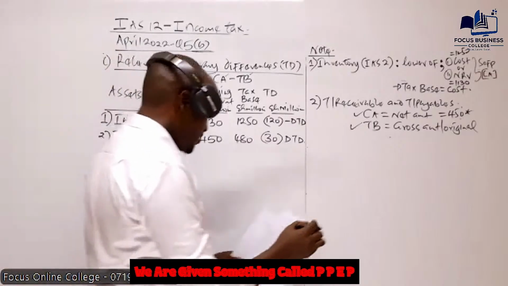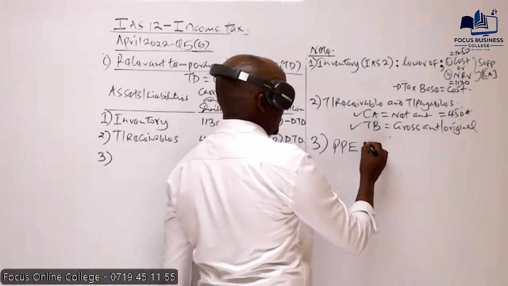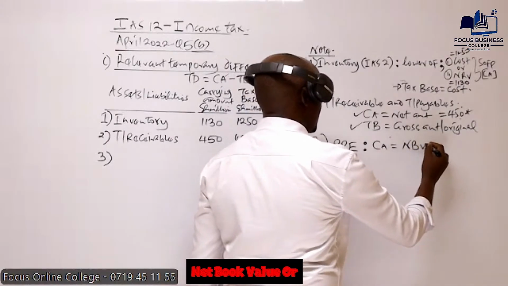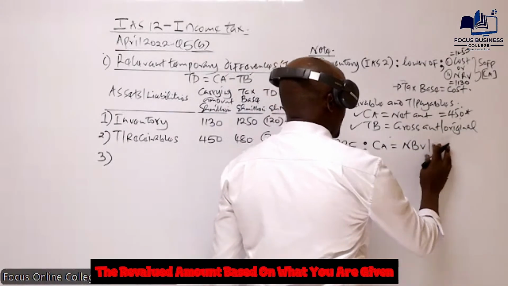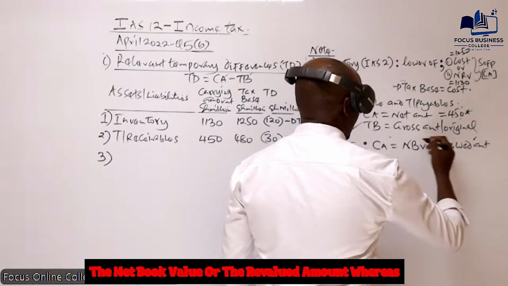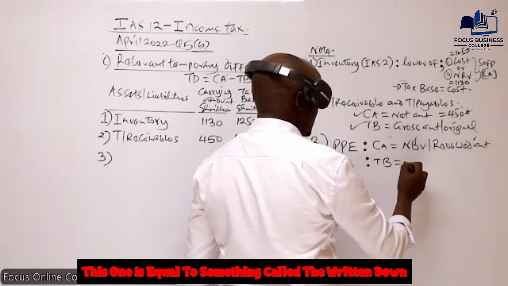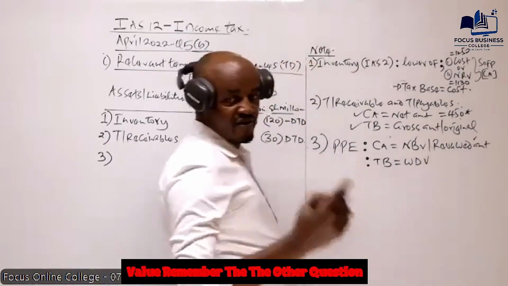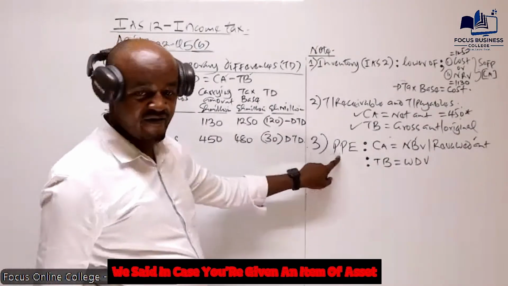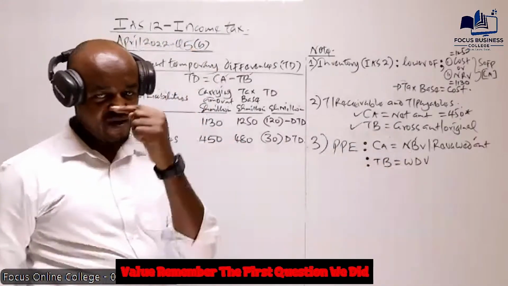We are given something called PPE. I'll also give a note for that. PPE, the carrying amount is equal to the net book value or the revalued amount, based on what you are given, whereas the tax base is equal to something called the written down value. Remember the other question which we did, the question we started with: in case you're given an item of asset, carrying amount is the net book value, and tax base is the written down value. Remember the first question we did.